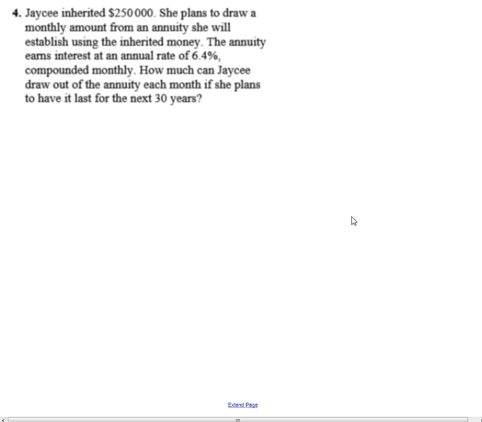Okay, number 4 I selected as well. This is a question that requires us to determine the regular payment. Specifically, how much can JC draw out of the annuity each month? So now we're looking at the regular payment or withdrawal that is generated from this present value. The inheritance would be the present value, assuming it's all invested.